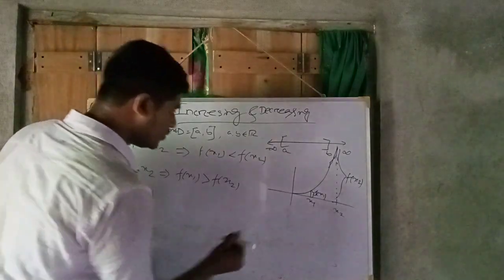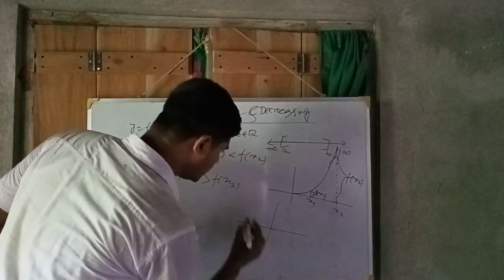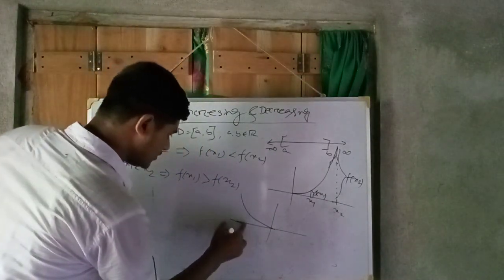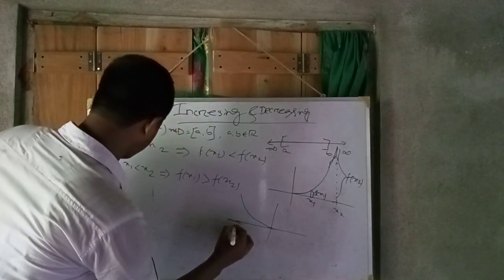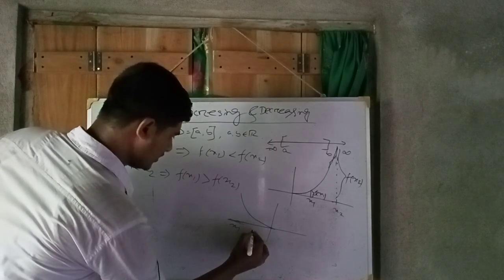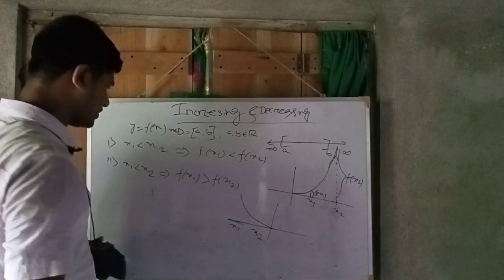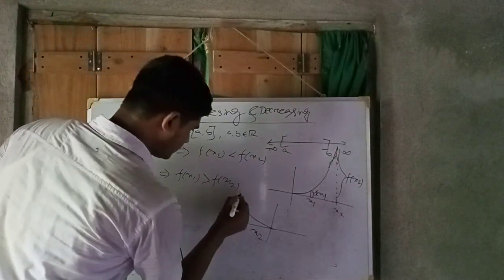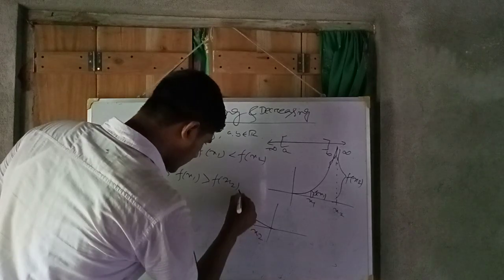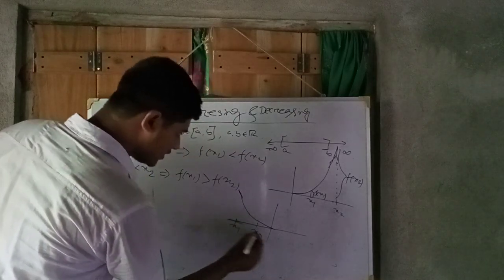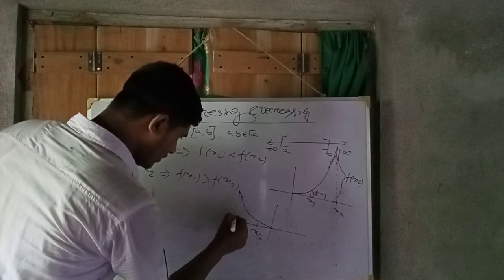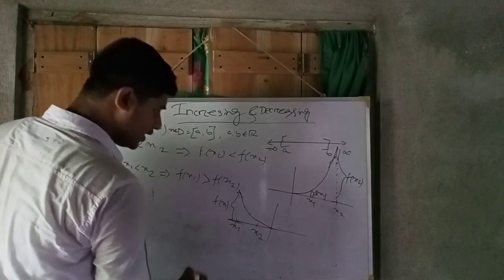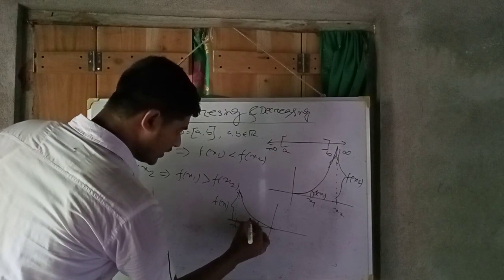Suppose the graph is this. Here is x1 and this is x2. For x1, suppose this is x1, this is x2. What is my f(x1)? This is f(x1), and this is my f(x2).